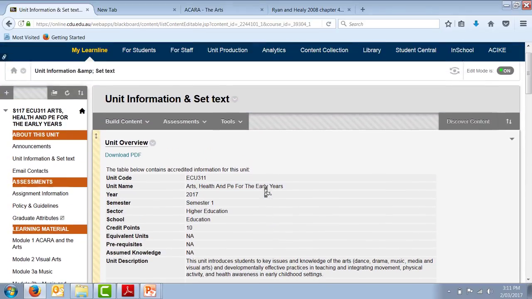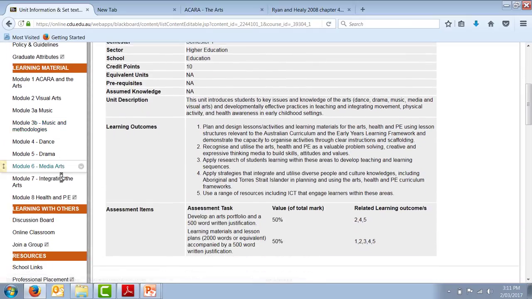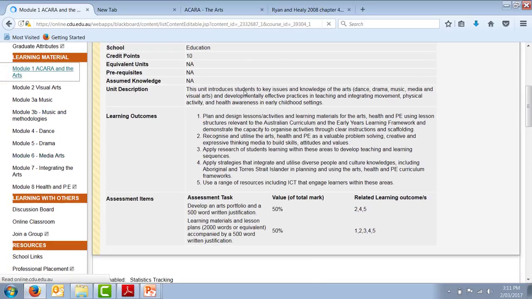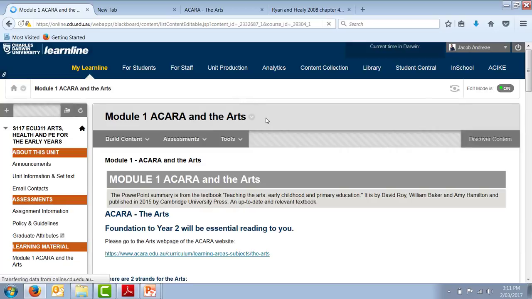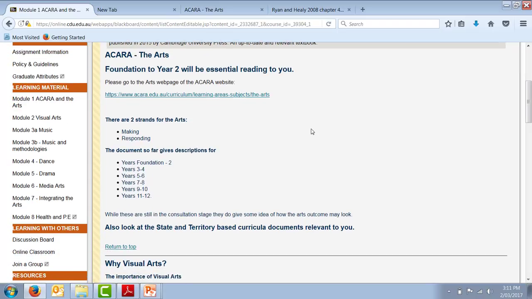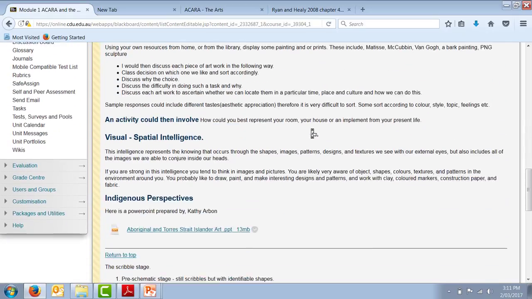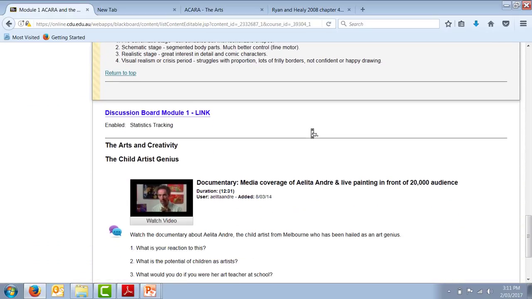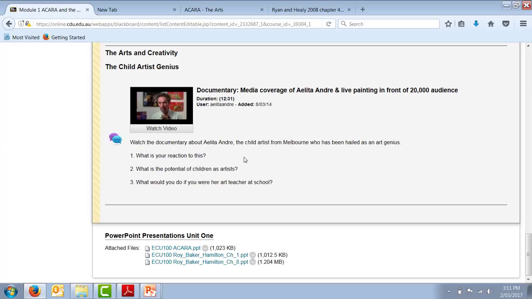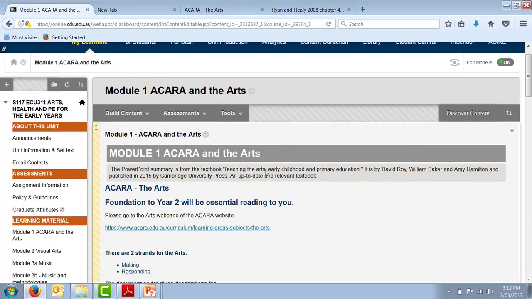Alrighty, make sure you familiarise yourself with the unit information, the set text. There's some extra things you can go off and look at for this module here. Definitely the ACARA, these additional readings I was talking about, definitely the ACARA website. Read through that. And then you've got those PowerPoint presentations down the bottom for the ACARA one, and then the next 2 are for next week.